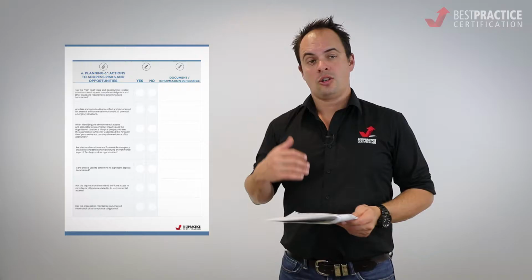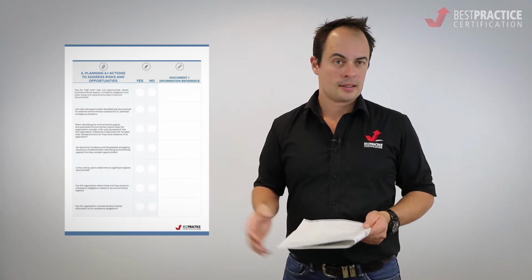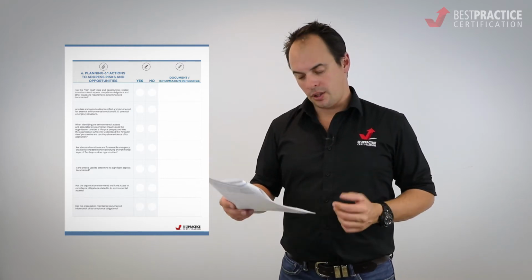Are abnormal conditions and foreseeable emergency situations considered? And starting to write a list of potential environmental emergencies and environmental emergency situations is an important way to address this, so that you can start to make plans and you can run trials and pilots and emergency evacuations and tests to check that you're ready if something goes wrong.